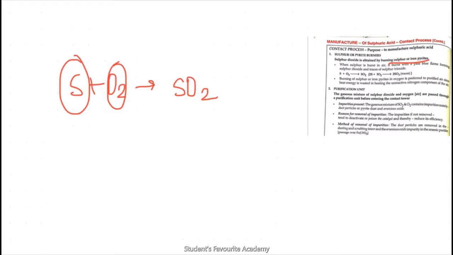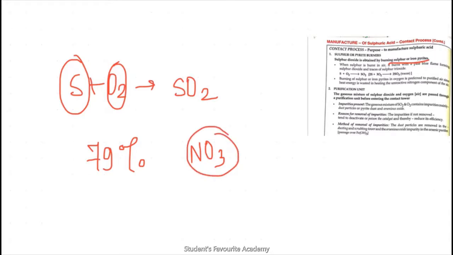Children, you know already that 79% of the air is nitrogen. We have different compounds of nitrogen, that is NO3, and then NO2, and others. A lot of heat energy is wasted in the process of heating these unreactive compounds. That is why we always prefer oxygen, because if I am heating it in oxygen, the waste of heat energy will be less.